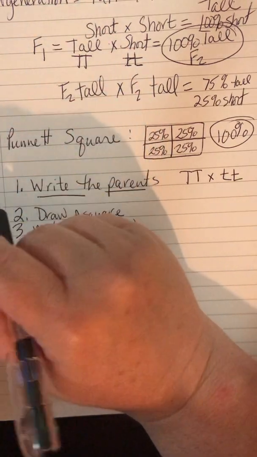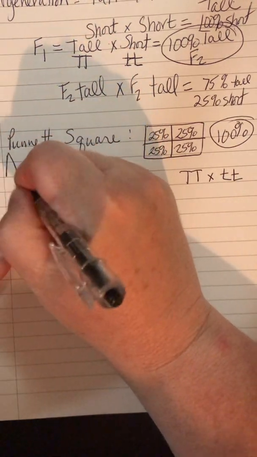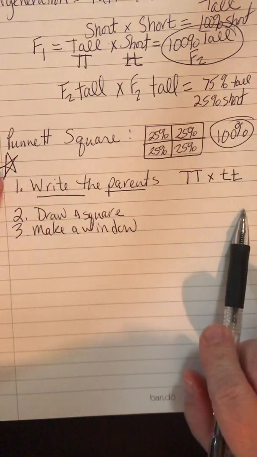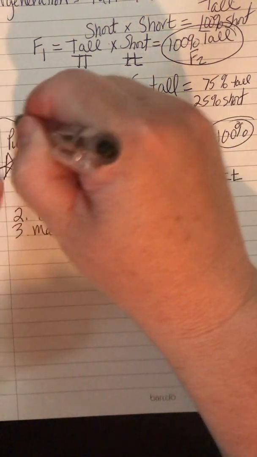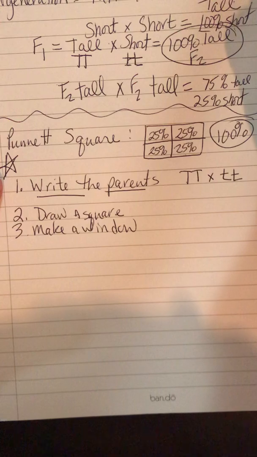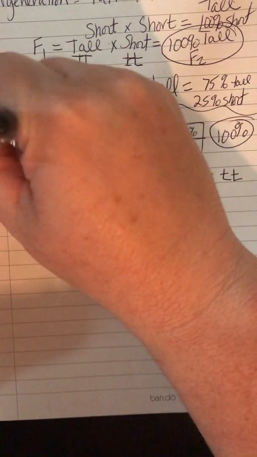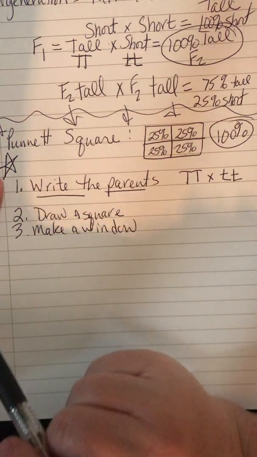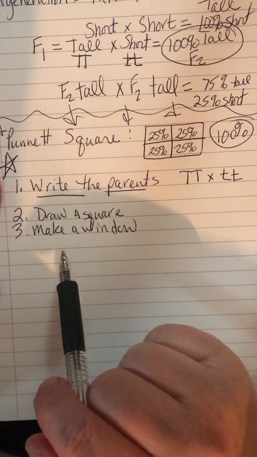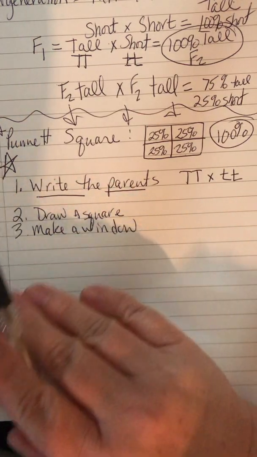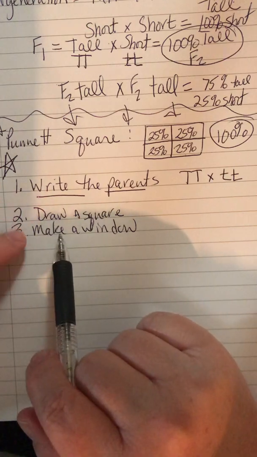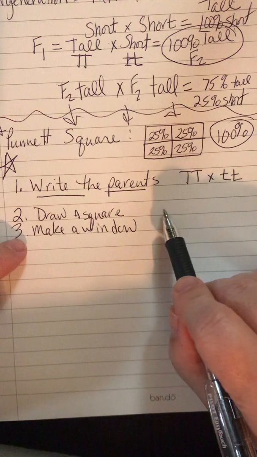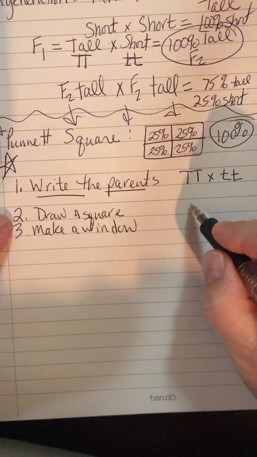If you need to stop the video, stop and start right here and write this down, okay? You should be writing these notes down from this point on. Write these notes down, because you're going to want to refer back to them and you aren't going to want to watch the video every single time. So draw a square, make a window, and leave some space at the top and leave some space on the left side.